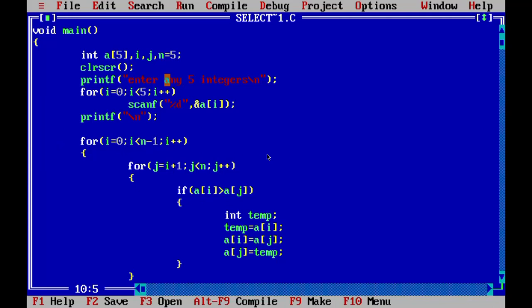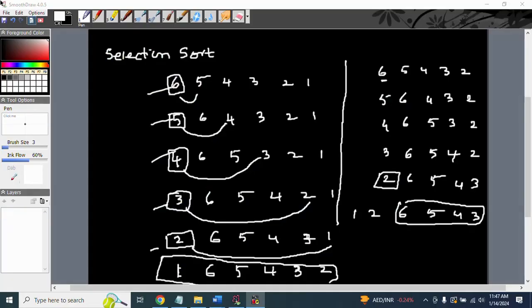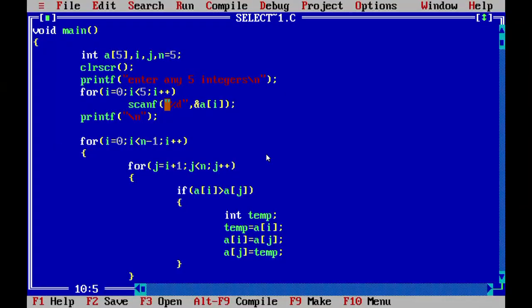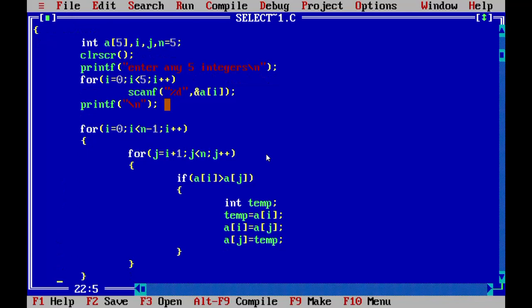I plus 1, which means 0 plus 1. So a of 0 is compared with a of 1. If a of 0 is greater than a of 1. See here, what is a of 0? A of 0 is 6 and a of 1 is 5. Is 6 greater than 5 or not? Yes, 6 is greater than 5. So I need to swap them. I have written the logic for swapping, a simple swapping operation. Then it will continue like that.